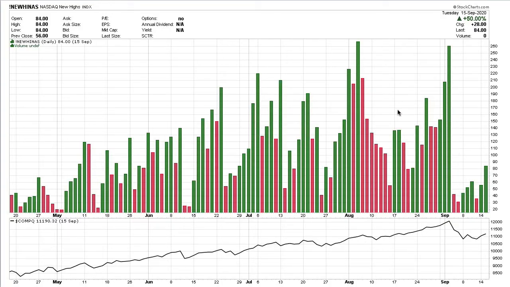Now on new highs, you can see here, early August we got a bunch of new highs. They fell off. Then we got going again in early September. Now they're falling off again, but kind of coming back. So new highs are not showing anything really toppy right now. In fact, it looks somewhat normal. And you can also see here the NASDAQ is starting to kind of turn along with the new highs.